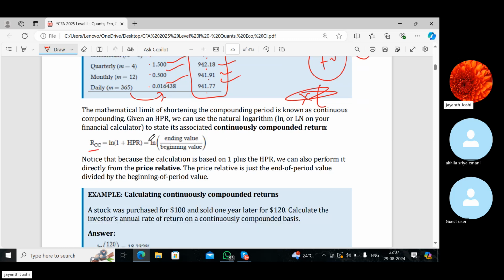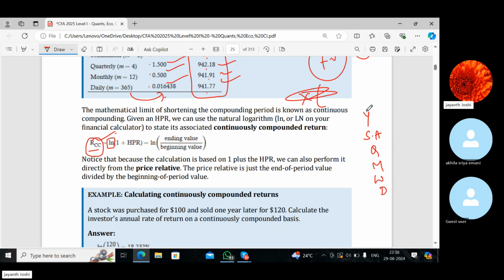Now comes the continuous compounding return. So for continuous compounding returns to be calculated, you will be using the log function. Very clear. What do you mean by continuous compounding? See, you have come across yearly compounding, semi-annual compounding, quarterly compounding, monthly compounding, weekly compounding, daily compounding.